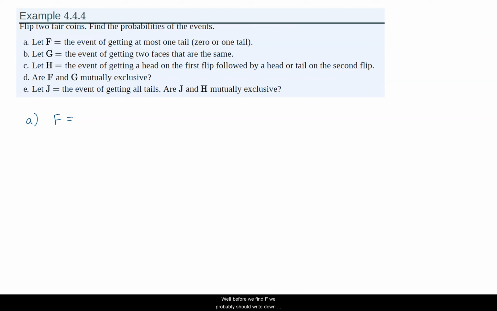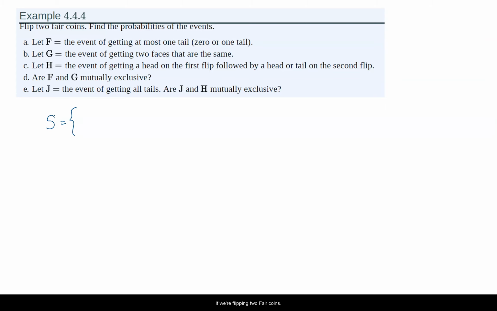Well, before we find F, we probably should write down, let's start over on this one too. In example 4.4.4, we're going to flip 2 fair coins and then find probabilities of some events that they're going to define for us. Let's start out, before we find those events, to determine our sample space.